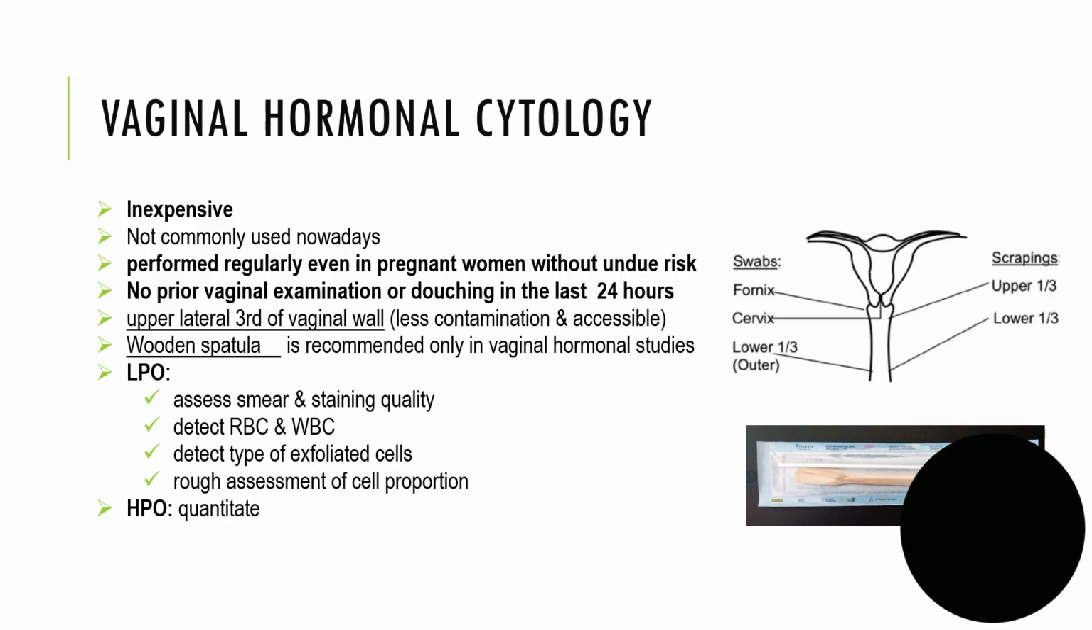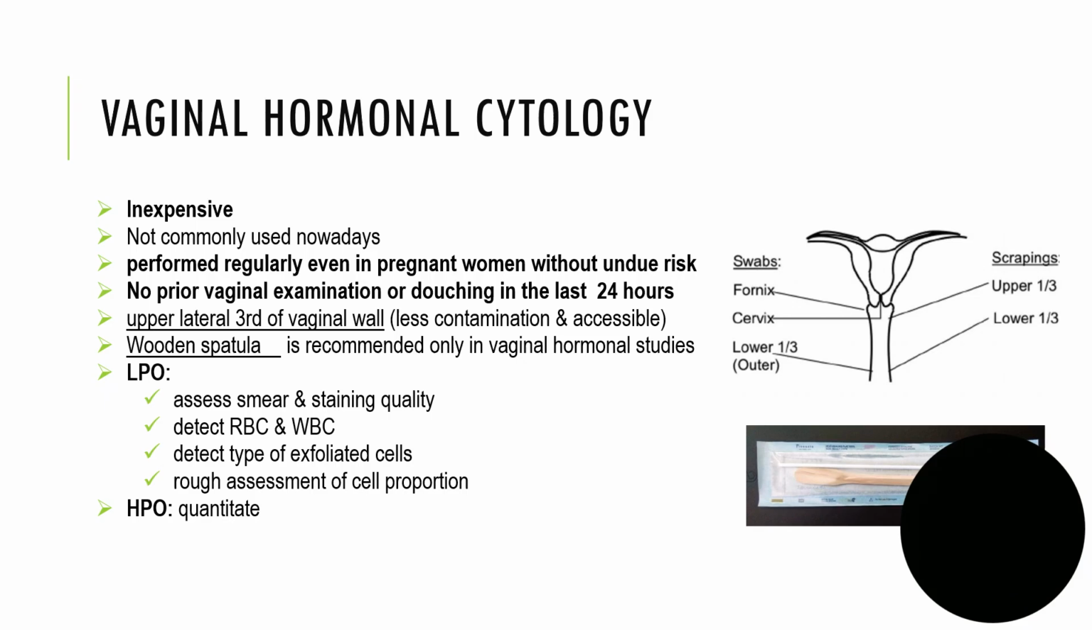Vaginal hormonal cytology is a technique that uses the cellular composition of vaginal smears to assess a woman's hormonal status. It is inexpensive and non-invasive, and it can be performed regularly even in pregnant women without undue risk. So before collection, the patient must abstain from vaginal examination or douching for at least 24 hours.